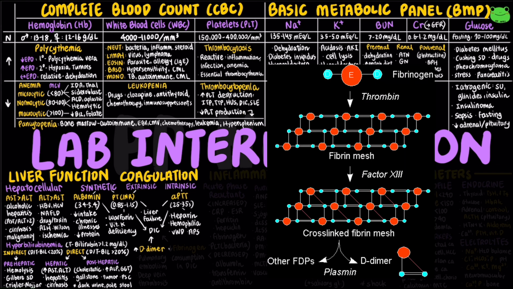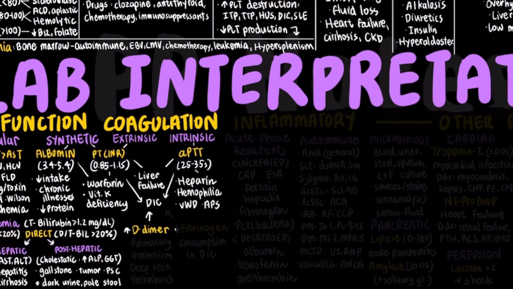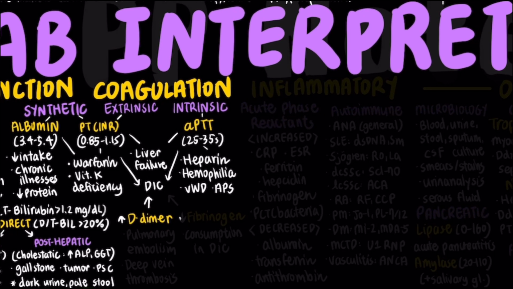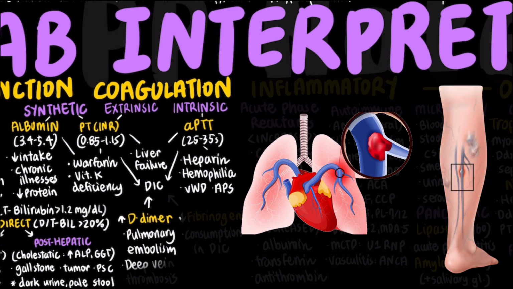D-dimer is a breakdown product of cross-linked fibrin. Besides DIC, D-dimer can also be elevated in venous thromboembolism, like pulmonary embolism or deep vein thrombosis. It's very sensitive but not specific. Therefore, a low D-dimer is used to rule out these diseases.